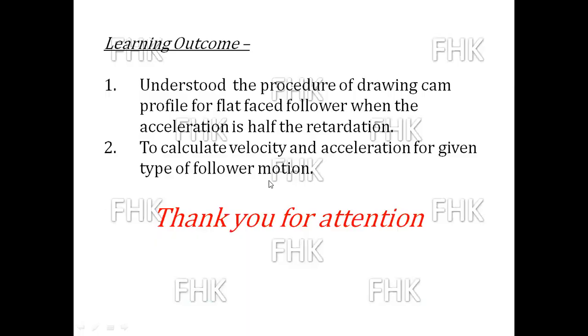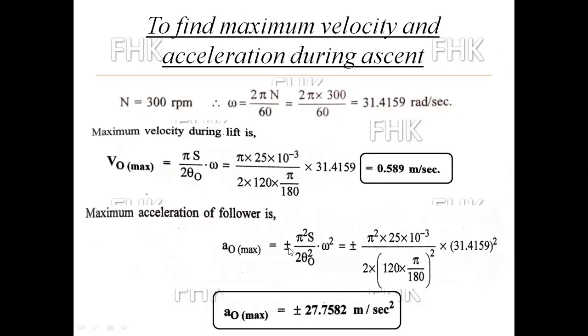Okay, the same formula I'm using here: plus minus pi omega divided by theta outward, bracket squared, into s by 2. After putting all the values, I am getting the acceleration during the outward stroke, when the follower motion is simple harmonic, as plus minus 27.7582 meter per second square.